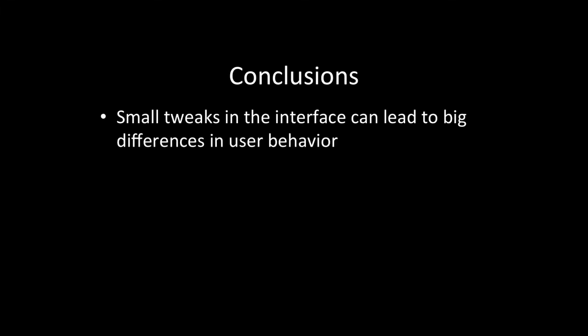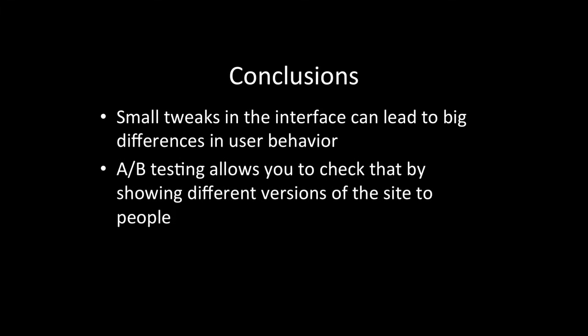So in conclusion, small tweaks to an interface can lead to big differences in user behavior. We saw that in all these examples that we looked at today. A/B testing allows you to check that difference in behavior by showing alternative versions of the site to people. So different groups see different versions of the site, you measure the performance of those groups, and that allows you to make conclusions about what version of your site is most effective. You don't get any explanation about why that difference leads to the change in behavior, but it's still really useful data to tweak your site and improve its performance.